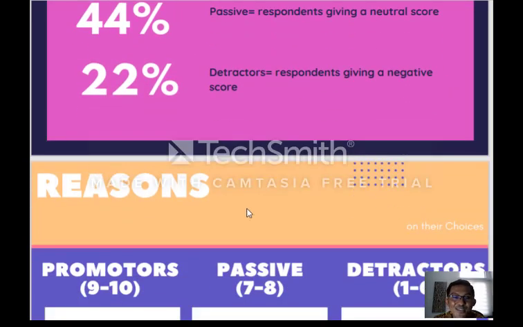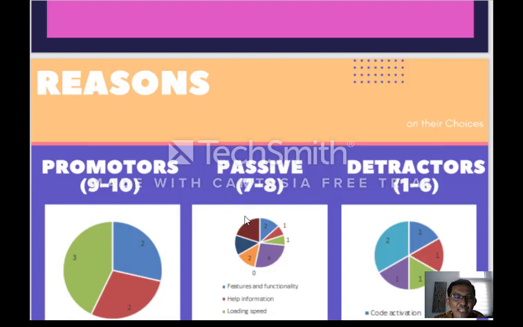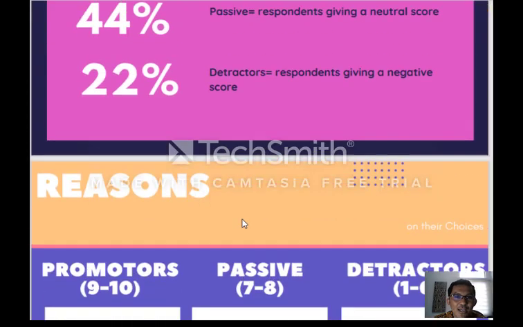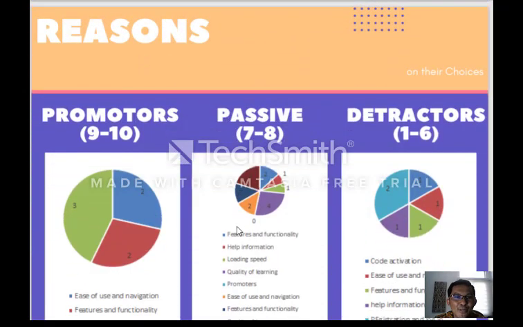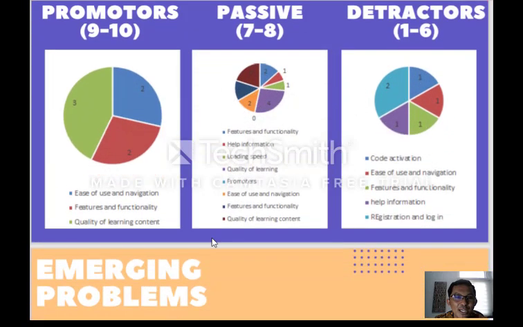Okay, and I would like to explain the reasons behind their choices. Teachers who belong to promoters have three reasons for their choices. They are very satisfied because of these three reasons: ease of use and navigation of the LMS, features and functionality, and quality of learning content. The quality of learning content satisfied them, which led them to choose scores of 9 and 10.